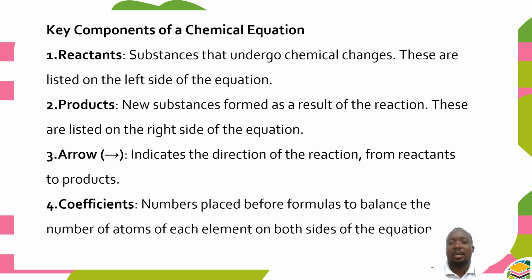Yes, just a quick recap on the key components of a chemical equation. We have reactants, products, an arrow, and coefficients. All of these must appear in a chemical equation. Reactants on the left-hand side, products on the right-hand side, the arrow separating the reactants and the products. Then the coefficients, which are simply numbers placed before formulas to balance the number of atoms of each element on both sides of the equation. So this is very, very relevant.